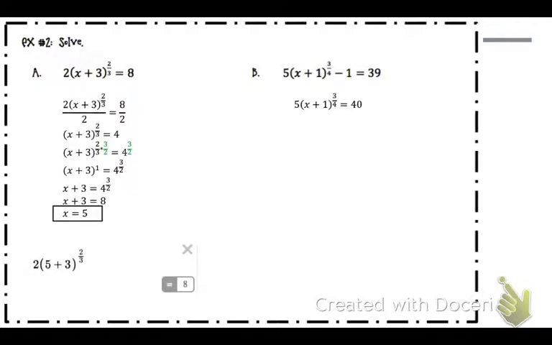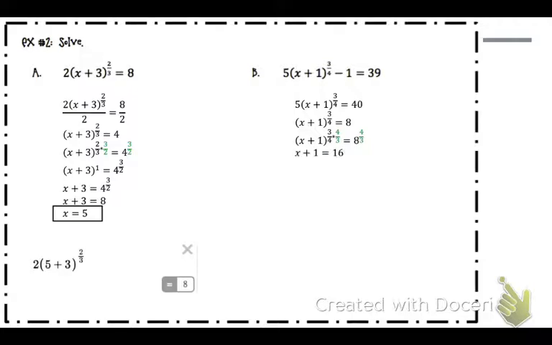So first we're going to add the 1 over because we need to get the x plus 1 to the 3/4 power by itself. So I'm going to add that 1 over, then I'm going to divide by 5. So now I have x plus 1 to the 3/4 power equals 8. And I have to think, 3/4 times what equals 1? Well, it's 4/3 because you just flip that fraction. So I'm just going to raise both sides to the 4/3 power.